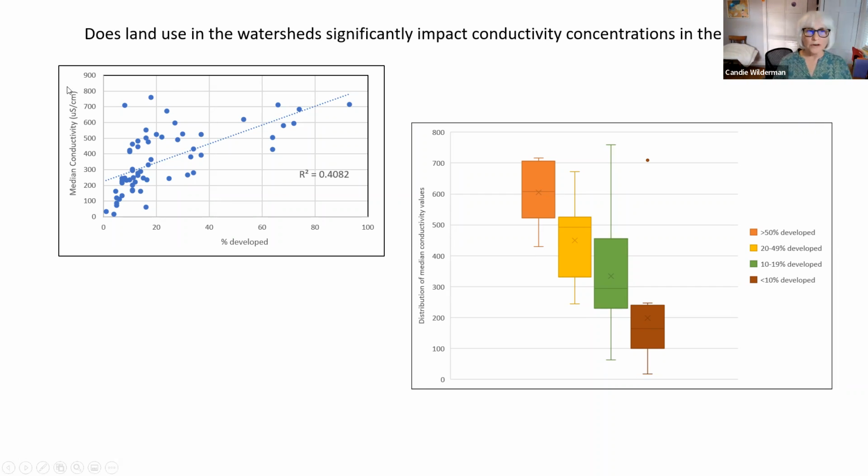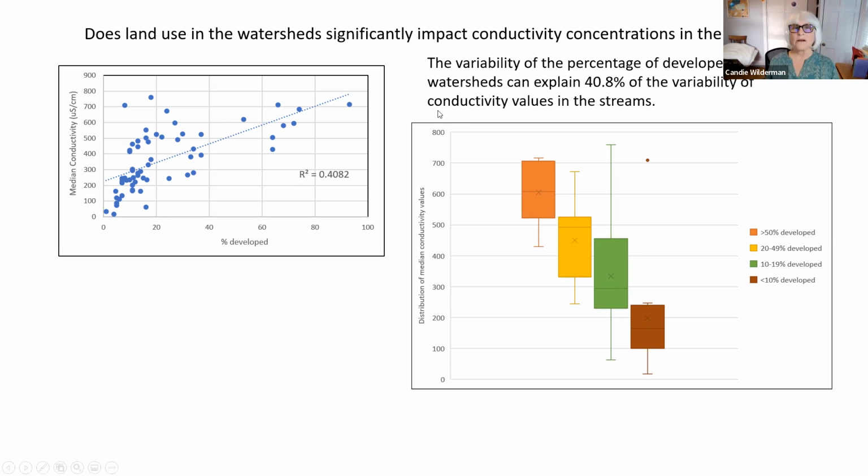All right, so here's our regression curve, percent developed against median conductivity. And you can see that as development increases, median conductivity tends to increase. The R-squared value is 0.4084. So 40%, that means that variability in the percentage of developed land in watersheds can explain 40.8% of the variability of conductivity values. Well, given the complexity of aquatic systems, that would be considered a strong R-squared value.